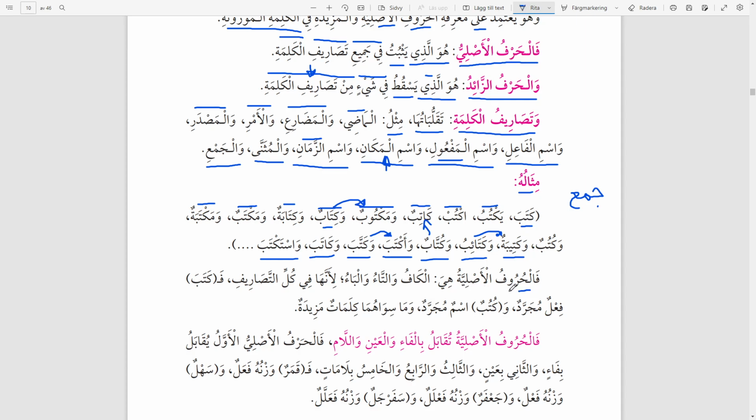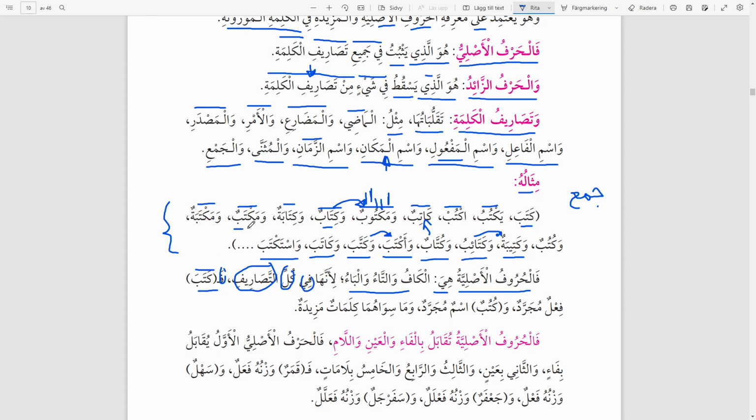فالحروف الأصلية, so the original or fundamental letters are, in these examples, الكاف والتاء والباء. ك تا با. These are not original: mim, and waw, because they are not in all of the forms. So كتب is a mujarrad word, meaning bare, very much essential. It only has the fundamental letters. It doesn't have anything else.